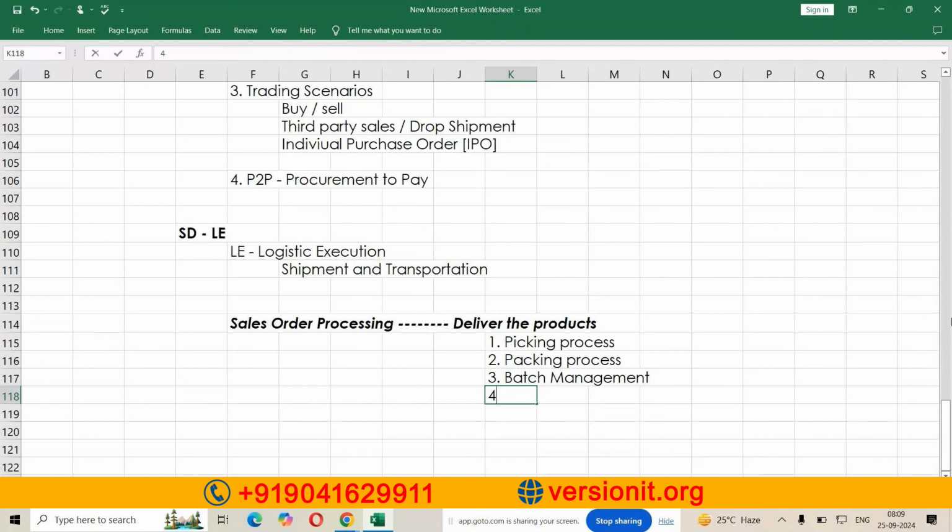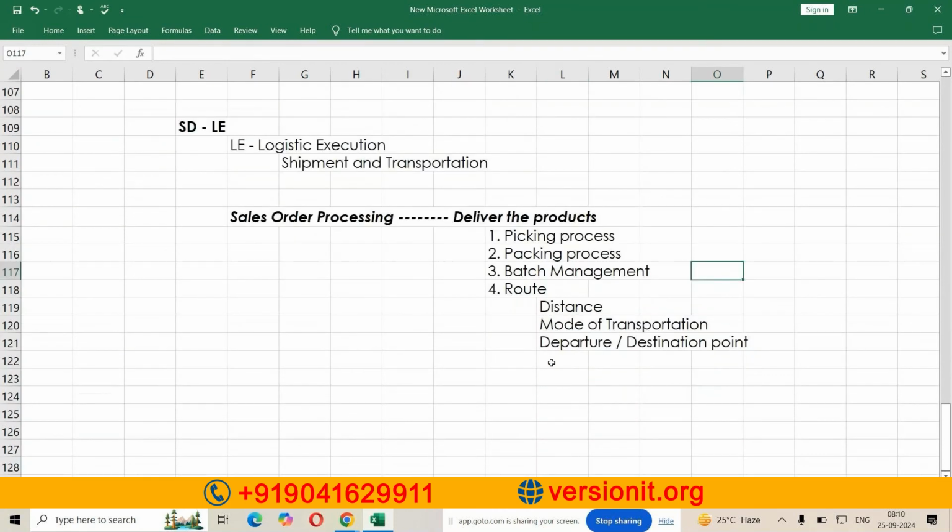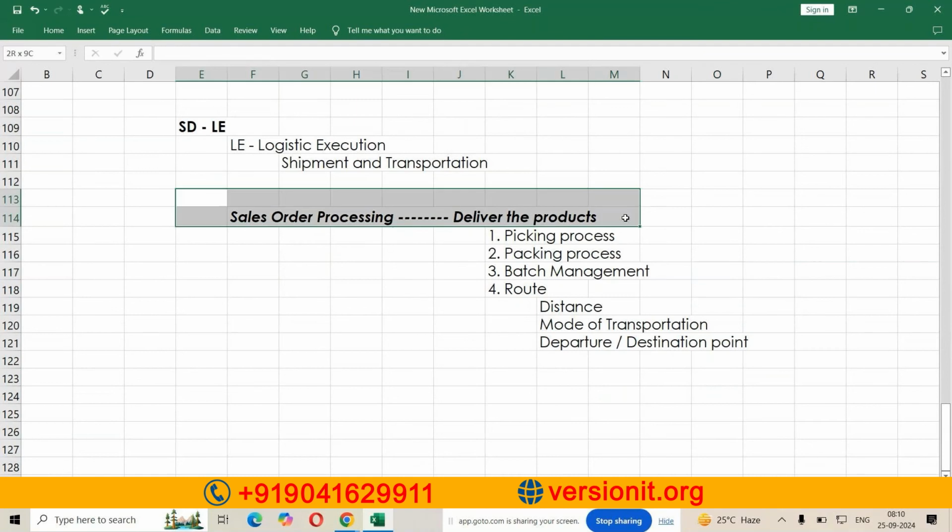And the fourth one, we activate route. With the help of this route, we can calculate the shipping charges. This route gives us the distance, how much distance the product needs to travel, what mode of transportation we will use, and the departure point and destination point information. All this data is shared. So this is what we cover as part of your SD-LE integration, the steps involved in delivering the product.